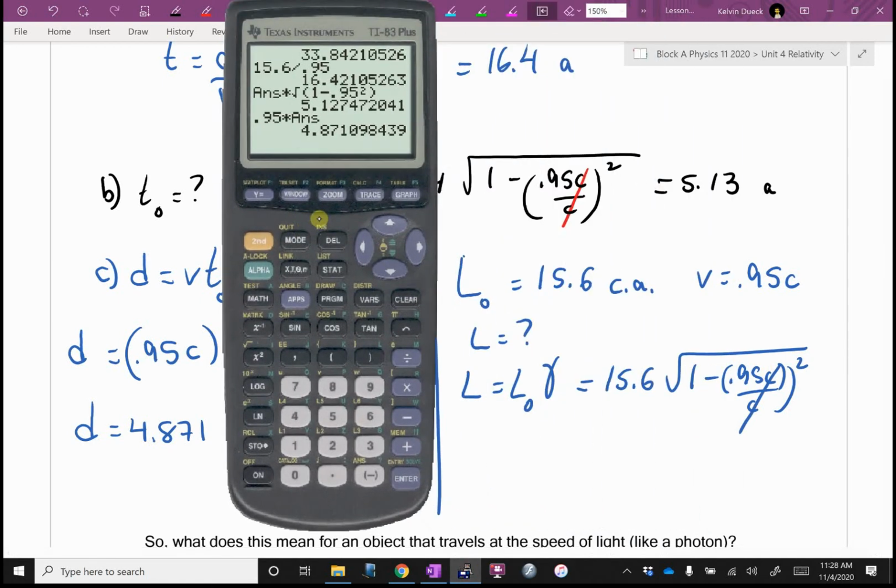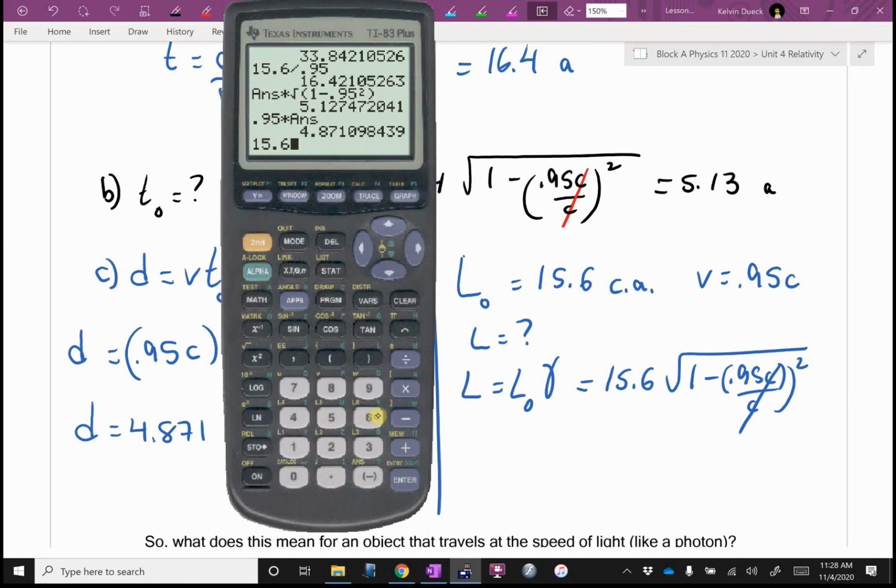So if I go 15.6 square root of 1 minus 0.95 squared, I get exactly bang on the same answer as before. And what we've really just done is we've proved that the length contraction equation is a valid Einsteinian equation. I didn't derive it with you, but the fact that we were able to get the same answer using the time dilation, which I did derive, this is correct.